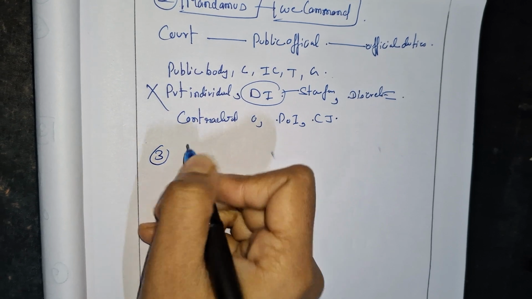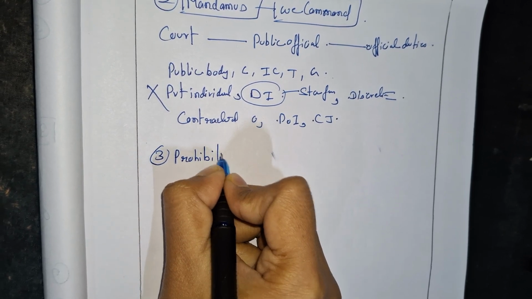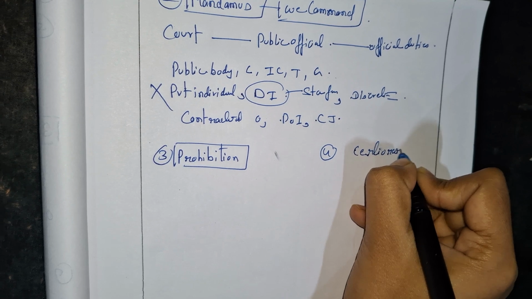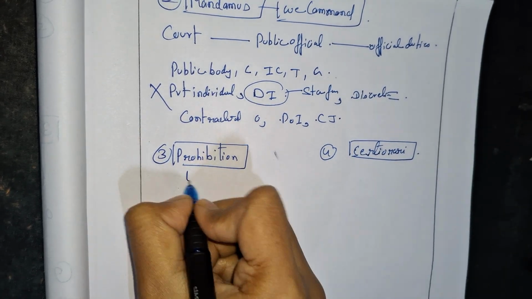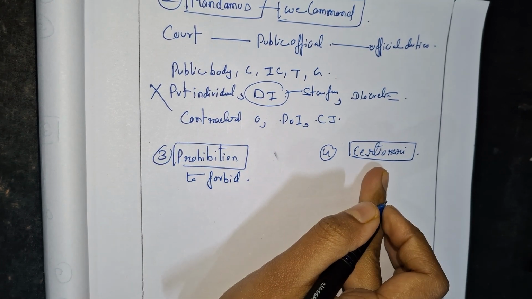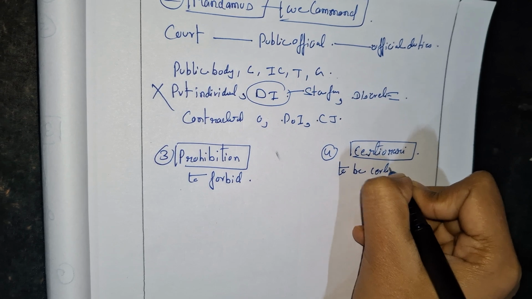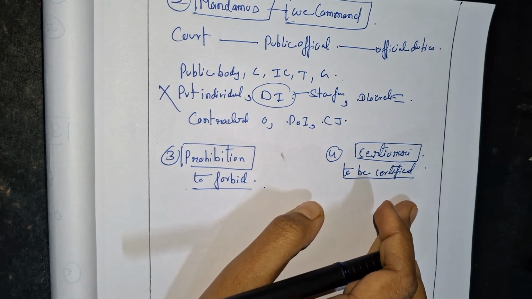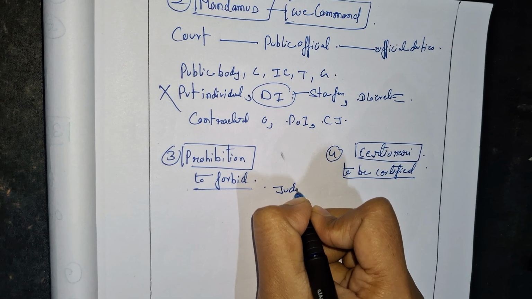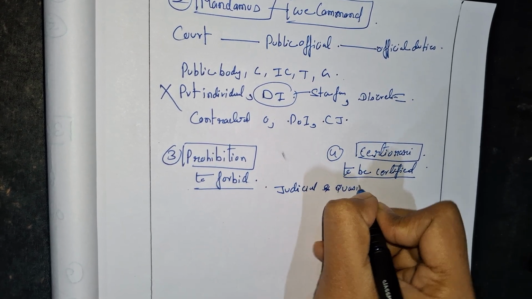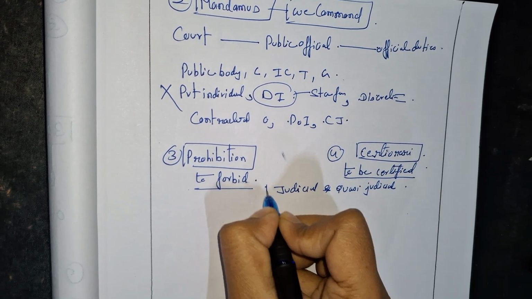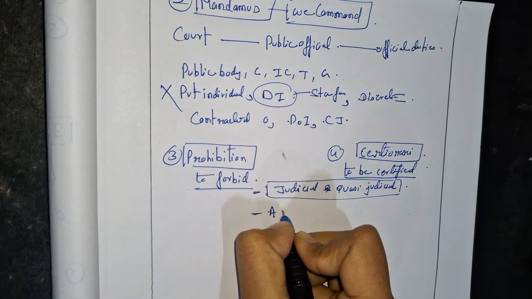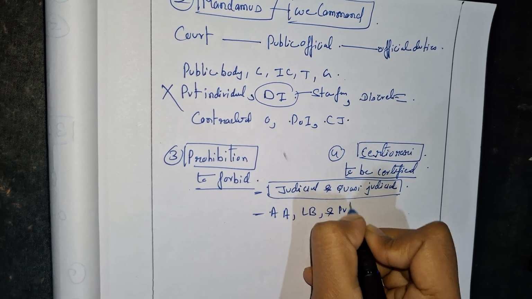Next writ है prohibition. And fourth writ is certiorari. Prohibition means to forbid, and certiorari means to be certified or to be informed. ये दोनों prohibition and certiorari can be issued only against a judicial and quasi-judicial authority. And both are not available against administrative authority, legislative bodies, and private individuals or bodies.